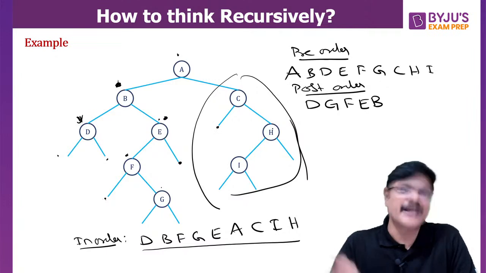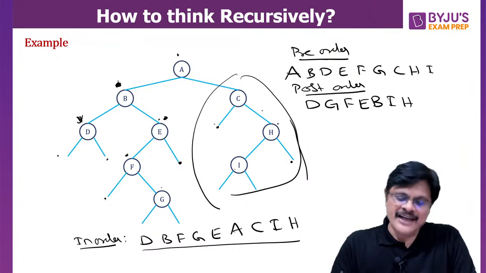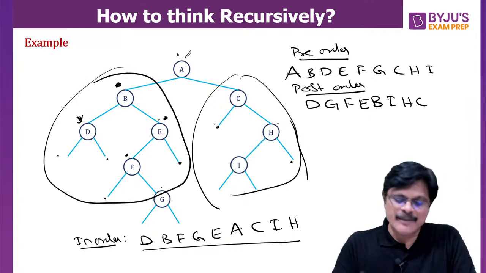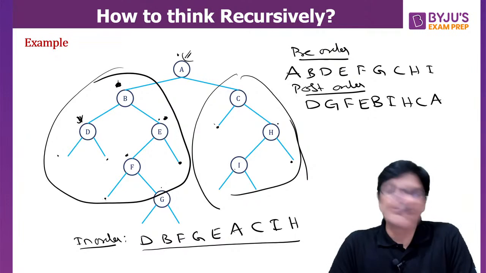Then the right subtree in post order. Post order means first left, then right, which is not there, then the root node. Now left and right are completed, then the root node. Now this complete left is completed, right is completed, now the root node is printed. And that is it. Hope you understand.